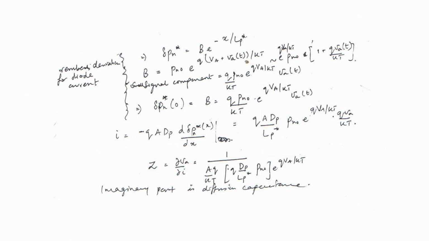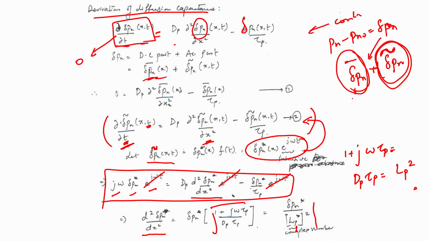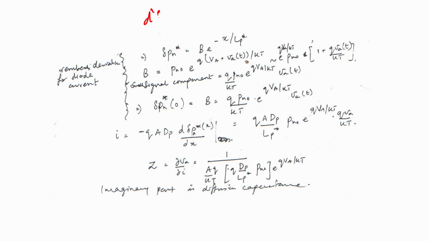Now, we already know the solution to that equation, let me just rewrite that equation here. So, you have d square delta Pn by dx square is equal to delta Pn star by Lp star the whole square.